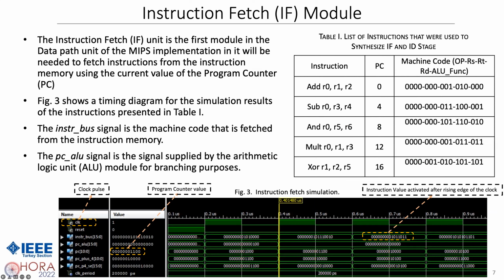This timing diagram shows the simulation results for the behavior of this unit on the instruction presented on this table. When the program counter PC equals 1, 0, 1, 1, 0, 0 at this point, which matches the 12th as a decimal on the table, the instruction bus updates, which is shown here. We see that it is waiting until the rising edge of the clock occurs, which represents the multiplication operator here on the table between register 0 and register 1.